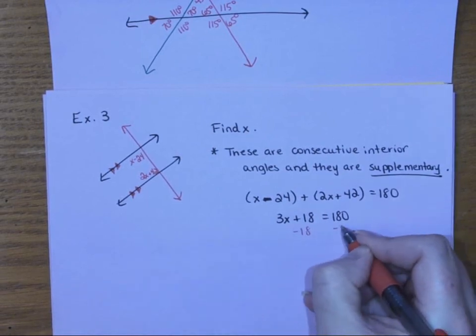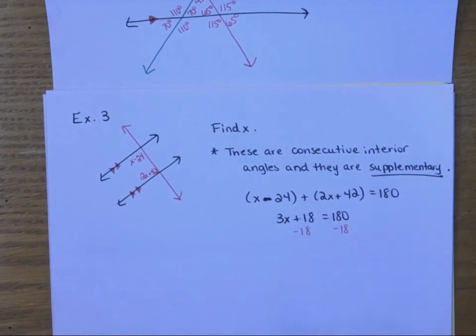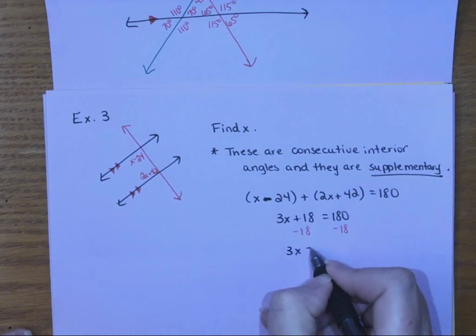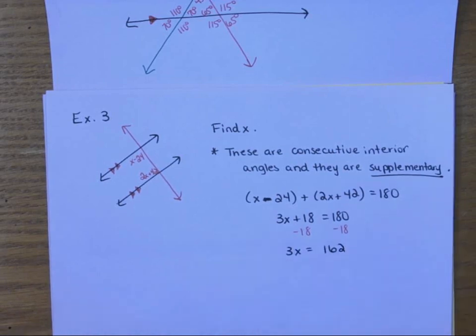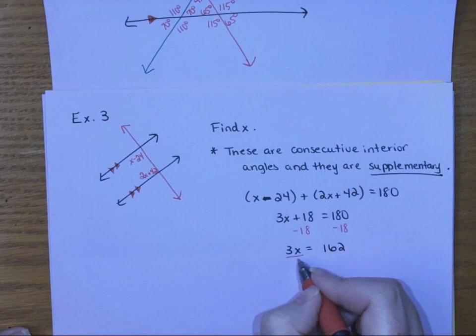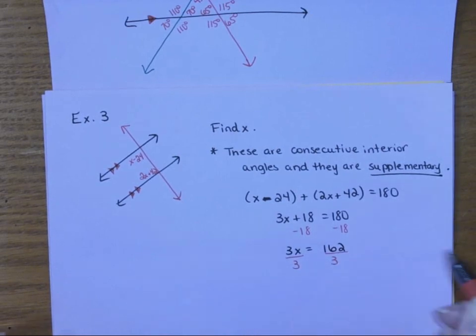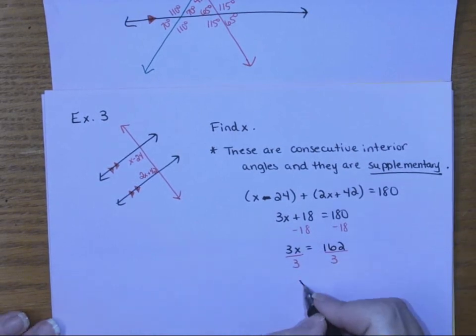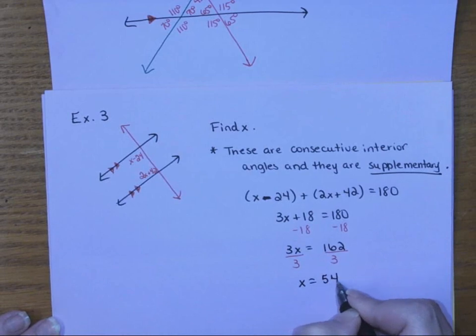So we would subtract 18 from both sides. So we end up getting 3x equals 162. And then we'll divide by 3. So we end up getting x equals 54.